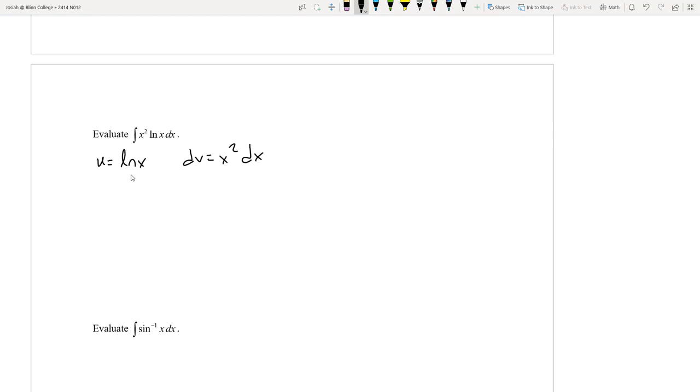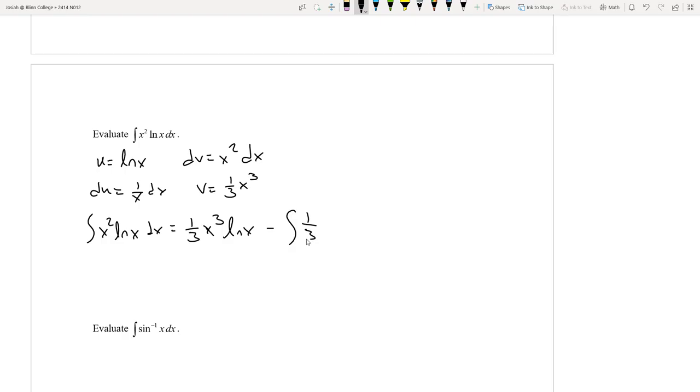And so we have the same selection for u and v, and we'll go ahead and see what happens for us there. So we have du will be 1 over x dx, and v will be 1/3 x to the third. And so we'll go ahead and set up our equation here. So we've got uv, we had the same thing that we had before, minus integral v du. And so when we do that, we end up with just multiplying these guys together.